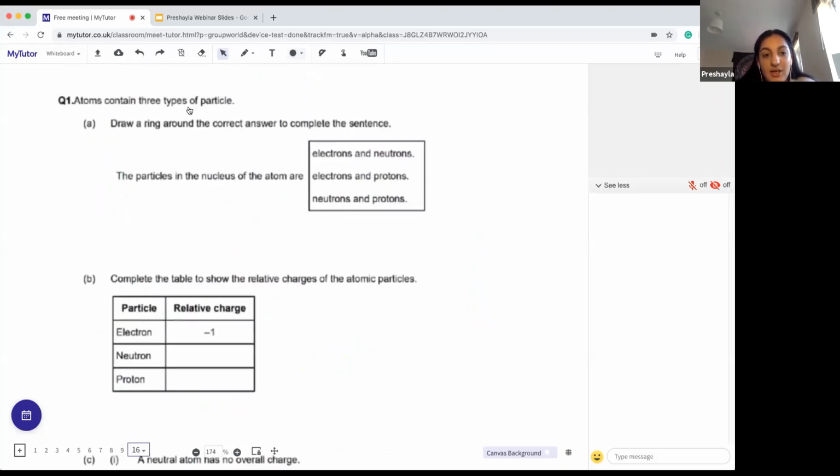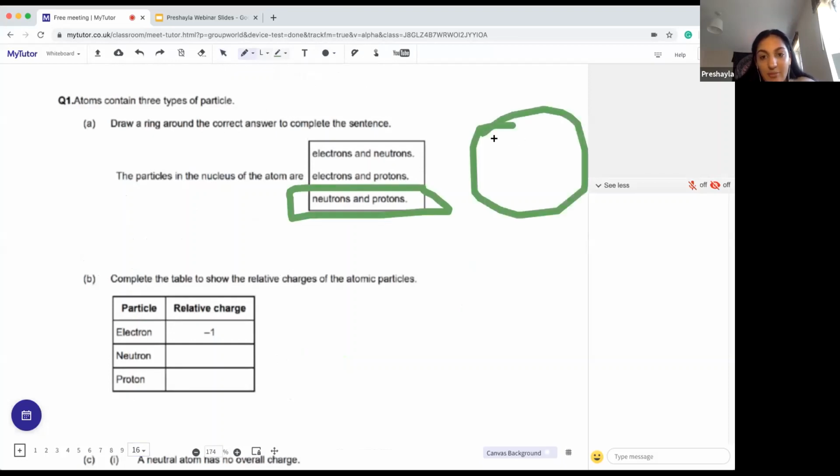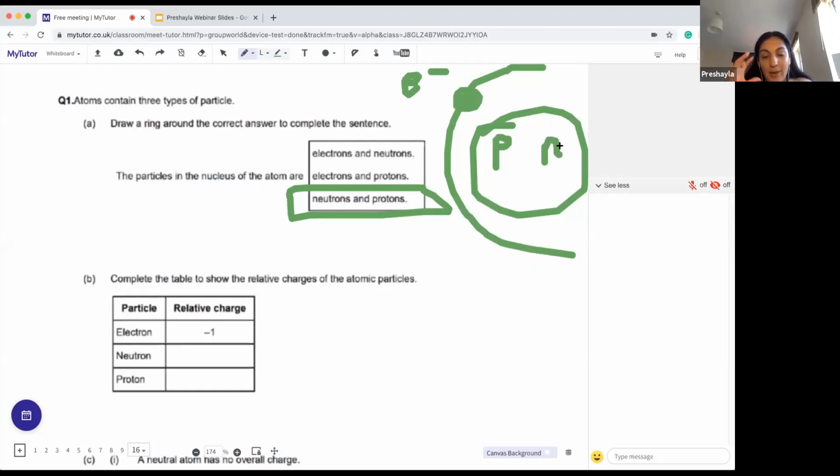Here's another question. So the particles in the nucleus of an atom are protons and neutrons. So a nice easy one to start off with. In the nucleus, we only have protons and neutrons. In the atom, we then have electrons orbiting it. So the whole atom has protons, neutrons, and electrons, but the nucleus, which is the inside central bit where all the mass is, is protons and neutrons.